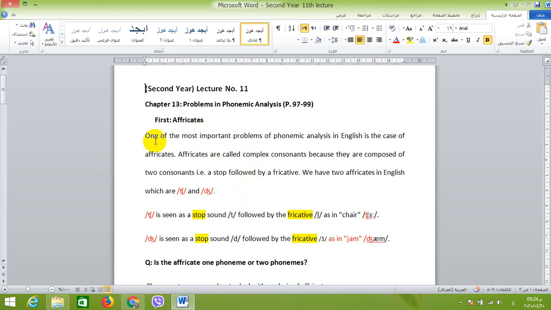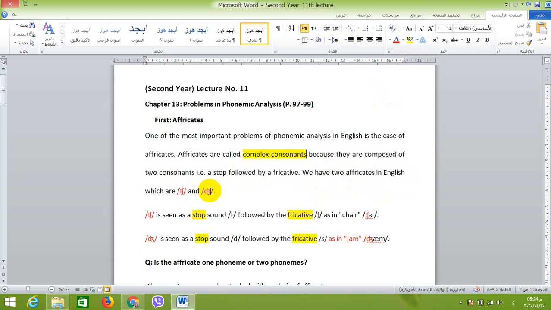Affricates, as you know, are usually called complex sounds. If you remember, they are composed of two consonants, a stop plus a fricative, and the result is an affricate. That's why we call them complex consonants, because they start like a stop and end like a fricative. We have only two affricates in English, ch and j.